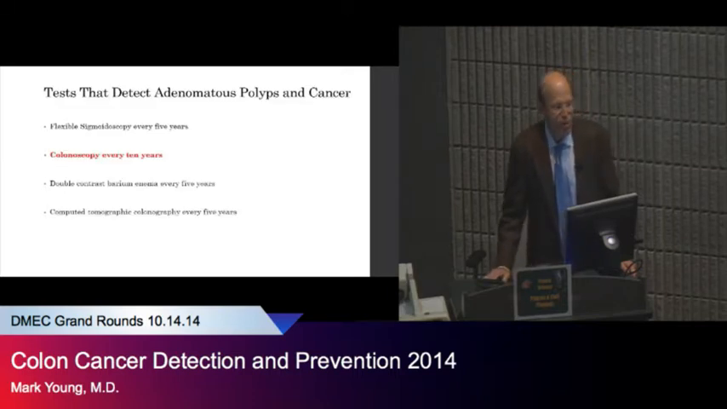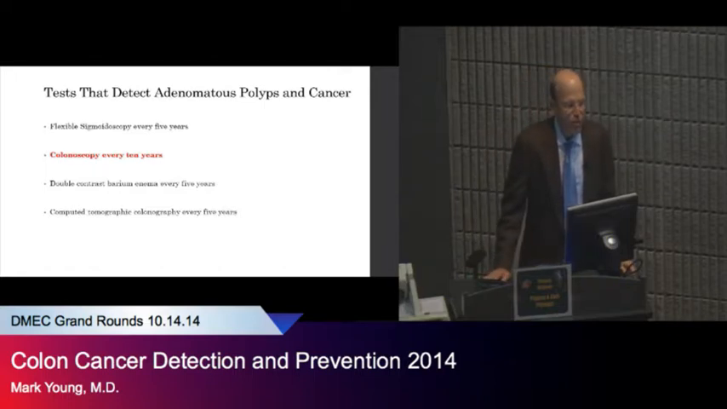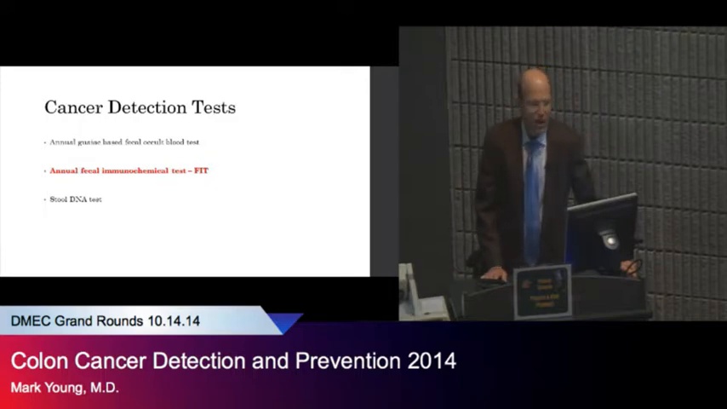So tests to detect adenomatous polyps and cancer would be a flexible sigmoidoscopy every 5 years. The gold standard recommended by our societies and the cancer societies is colonoscopy every 10 years. Double contrast barium x-ray every 5 years has really fallen out of favor, and computerized tomographic colonography every 5 years is also an option. Now, there are also cancer detection tests.